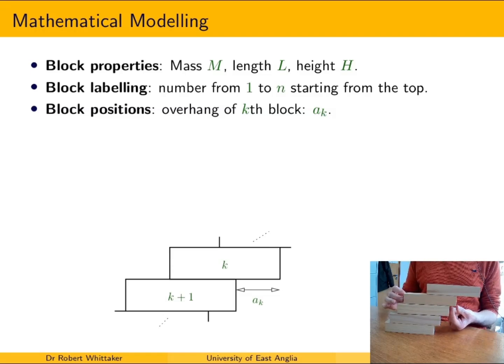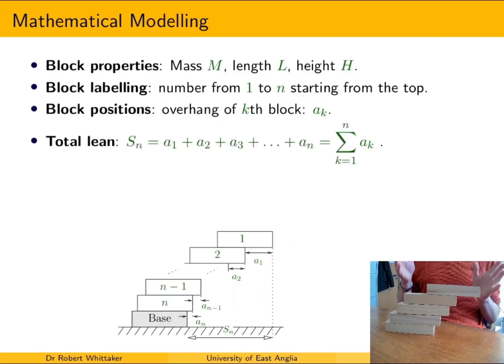A2, the overhang of the second block. A3, the third block, etc. So if we add up all those overhangs, that will give us the total lean S. So Sn is going to be A1 plus A2 plus A3, etc. up to An. And there's some nice sigma notation that you may have seen in A-level maths. We could write that as the sum from k equals 1 to n of Ak.